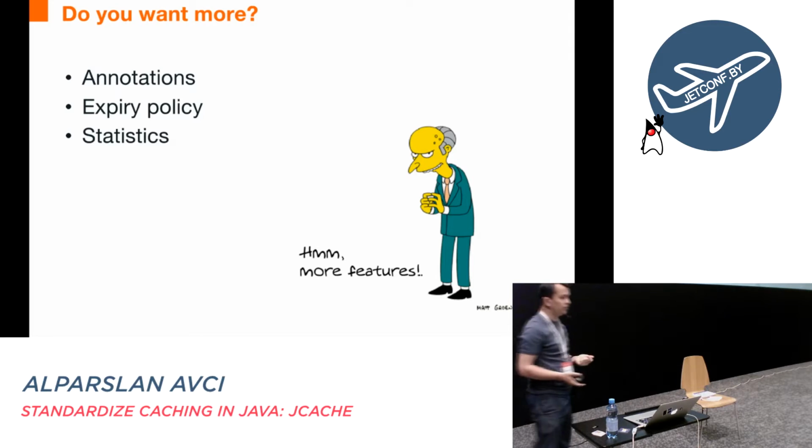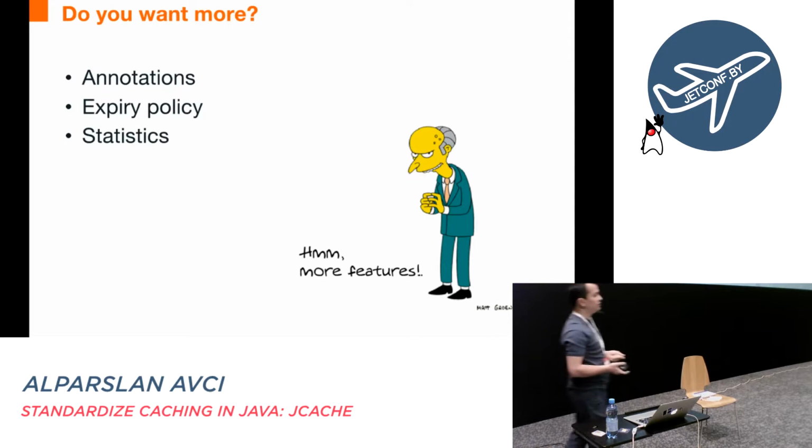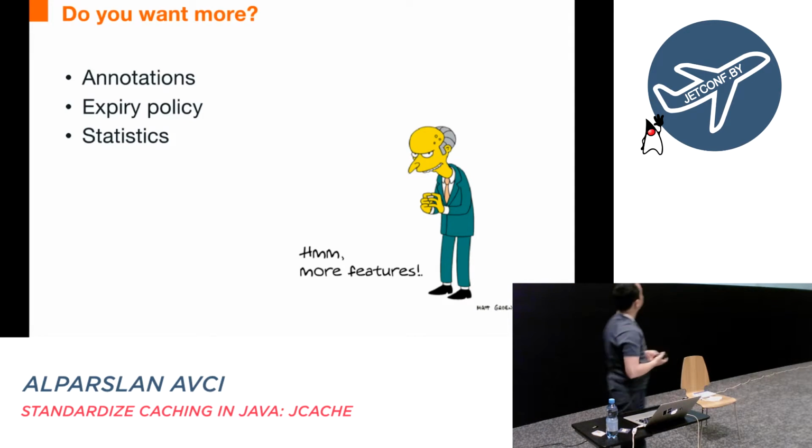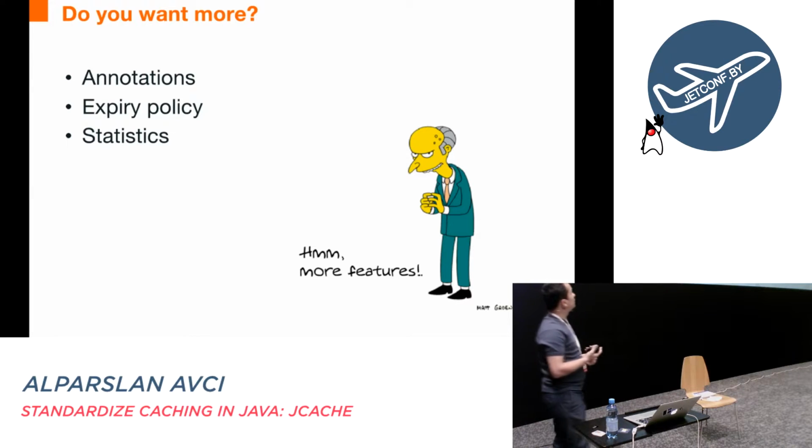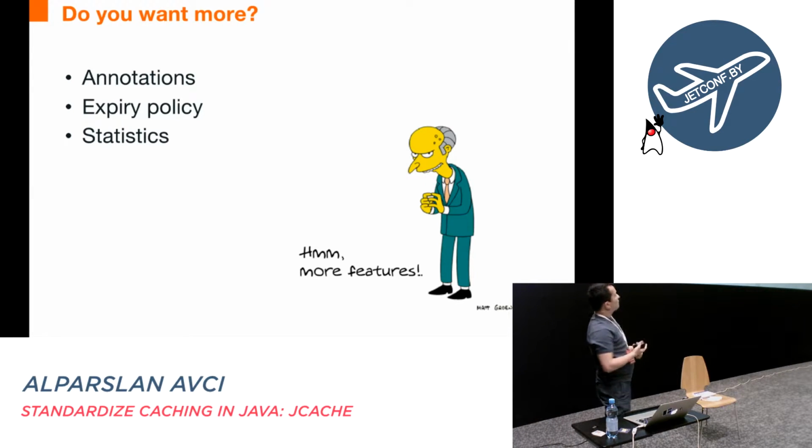And yes, we are greedy developers, so we need more features. They are not enough for us. And JCache provides some more. The first one is annotations.